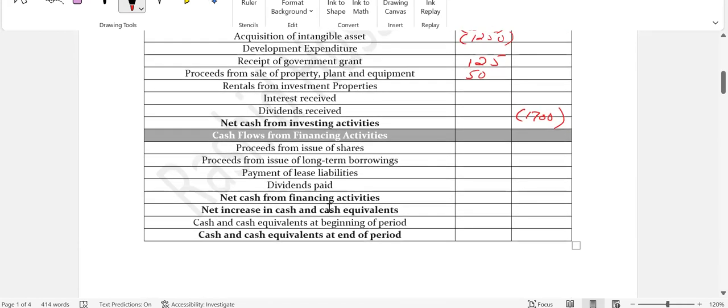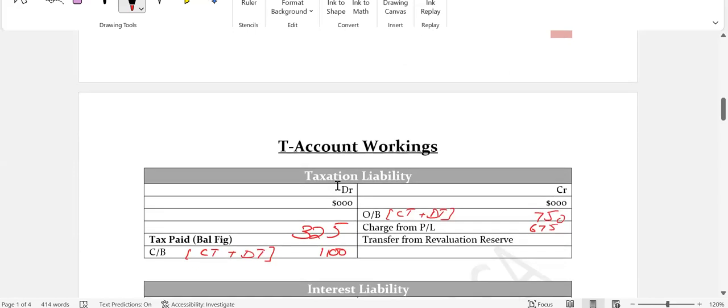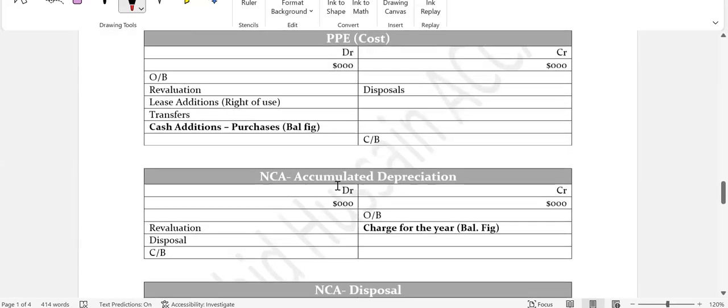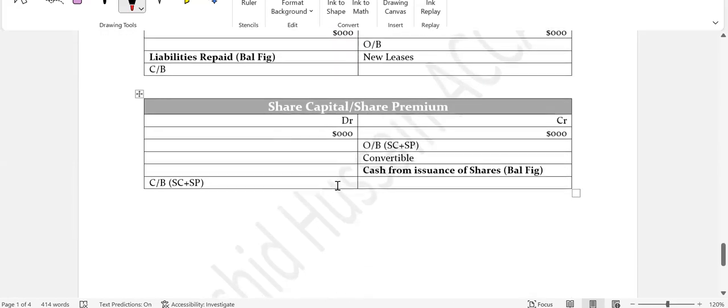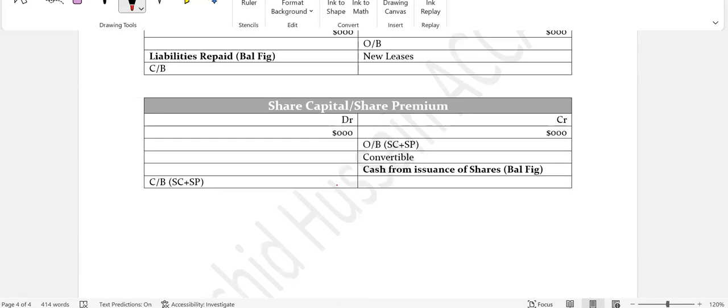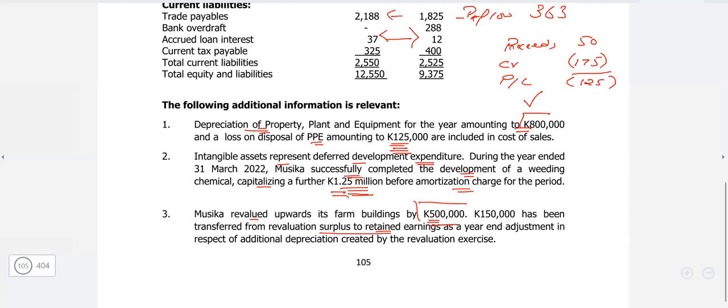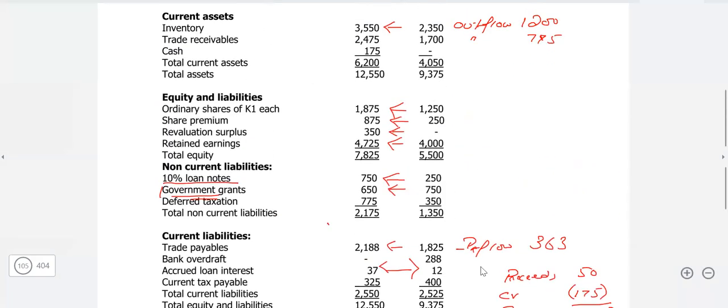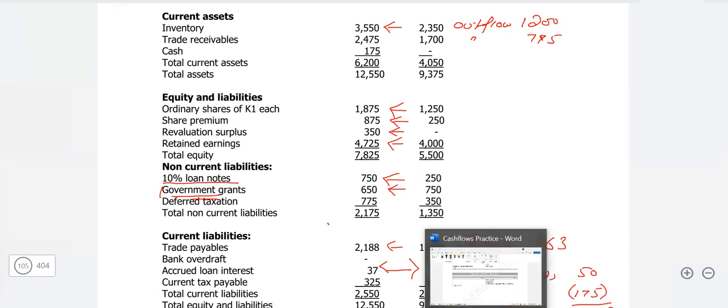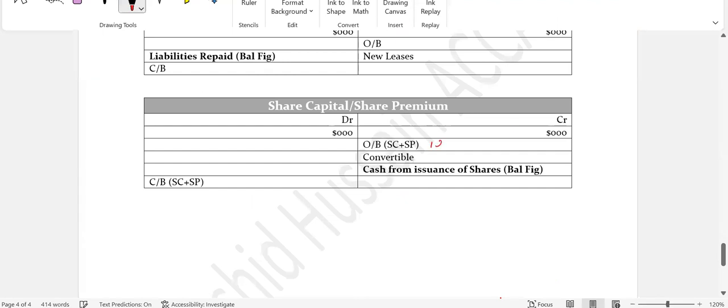Now we'll talk about the proceeds from the issuance of the shares. For the proceeds from the issuance of shares, we have the share issuance account. We take the opening balance of the share capital and the share premium. So let's go to the statement of financial position and see the opening balances, which is 1250 plus 250. So 1250 plus 250, which gives you 1500.